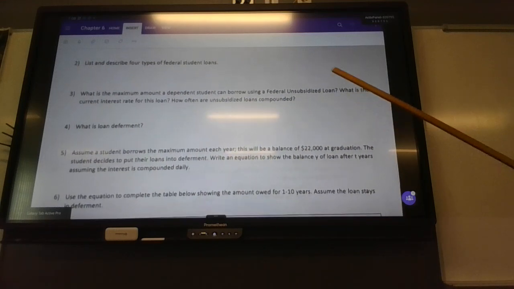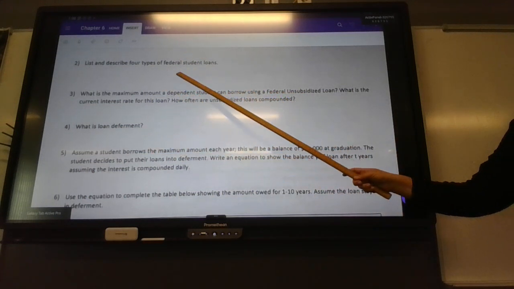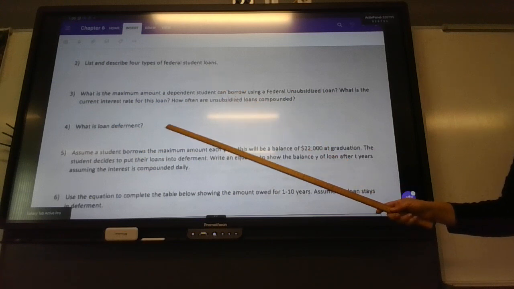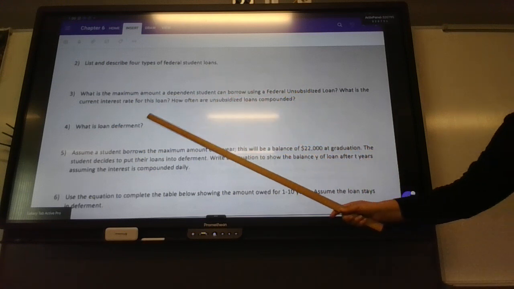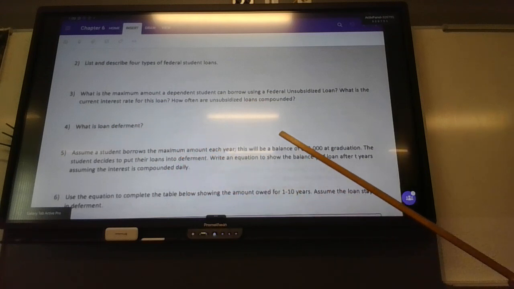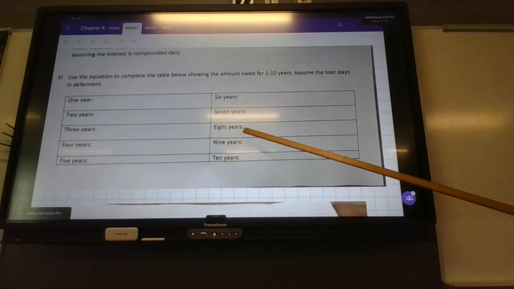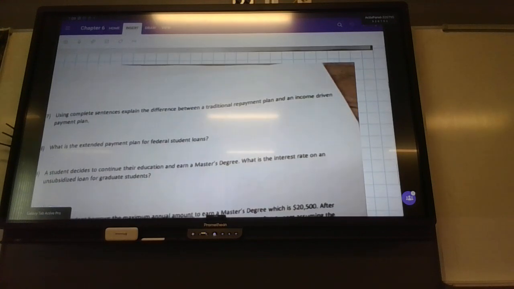Then this is stuff no one tells you until you're signing your papers for college. There's 4 types of student loans. There's a maximum amount that you can borrow on this type of student loan. You're going to look up loan deferment. Then you're going to do some math. Assume you borrow $22,000. This will show you what your balance will be from 1 to 10 years if you do not pay it down. Then we're going to talk about strategies for paying debt down.